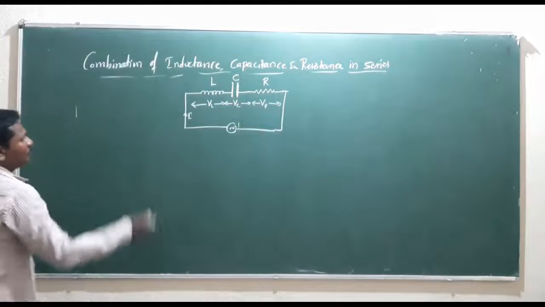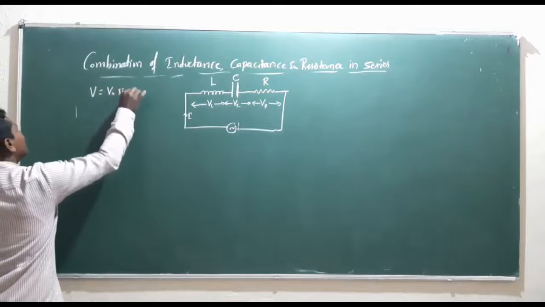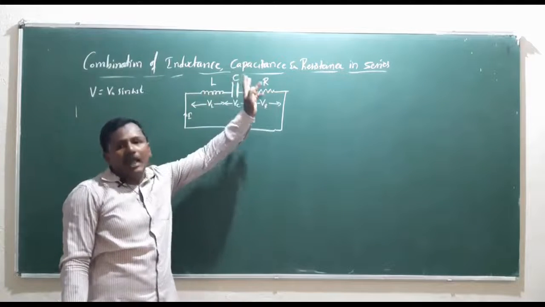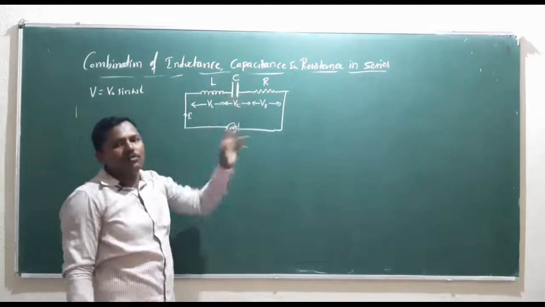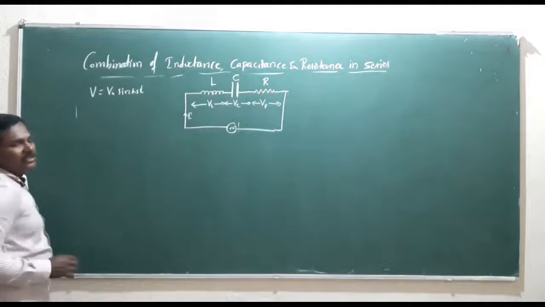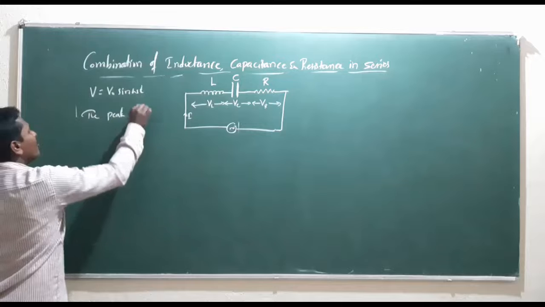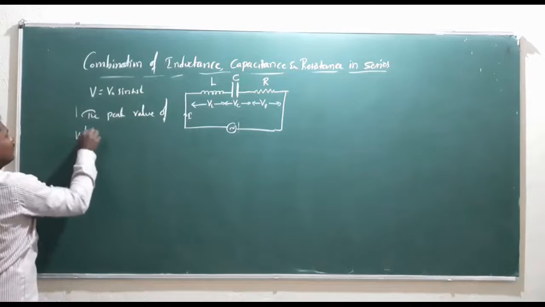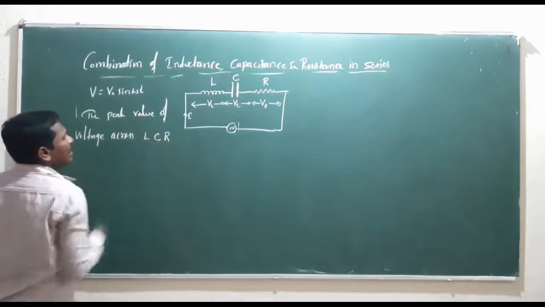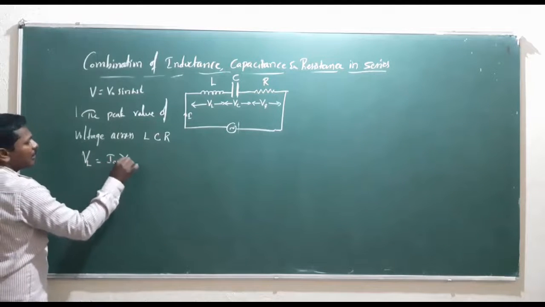We know that the alternating voltage across an AC source can be represented by V equals V naught sine omega t. And we know that the inductor, capacitor and resistor are connected in series. Therefore, the same current flows through each element because they are connected in series. Now, the peak value of voltage across the inductor, capacitor and resistor can be written as: voltage across the inductor is I naught chi of L.